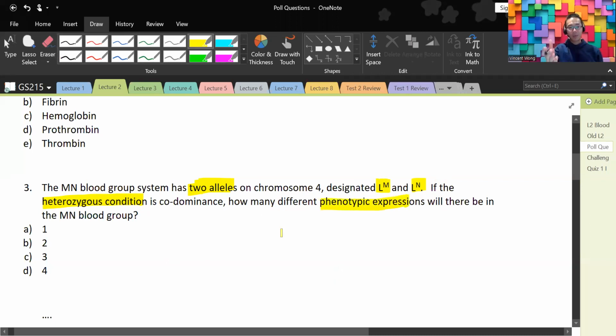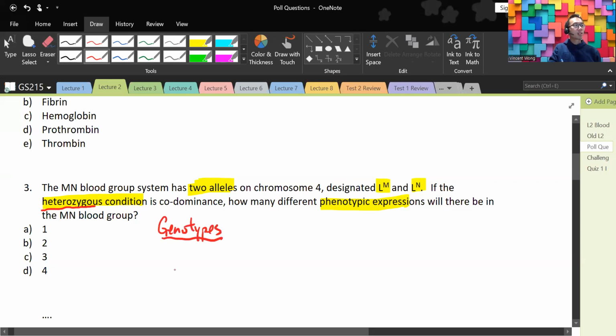So a lot of things to unpack here. First of all, what does it mean by heterozygous condition? We learned about this last semester. I didn't teach it to you, but you should have learned it last semester. Can someone tell me what heterozygous means? Yeah, different. So in the context of this, we have 2 alleles, LM and LN. So let's write down all the possible genotypes.